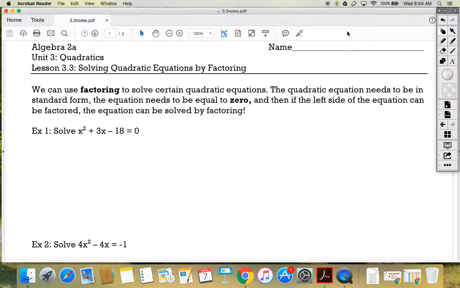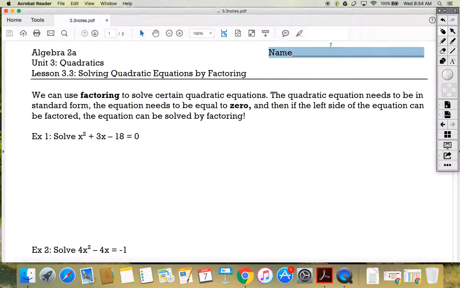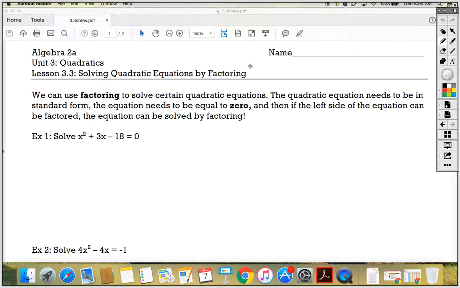Okay, today we are solving quadratic equations by factoring. Last class we learned how to factor. Today we're essentially factoring, and we have an added step where we are going to solve for the variable after we have factored the quadratic. So we have three basic steps when we do this.